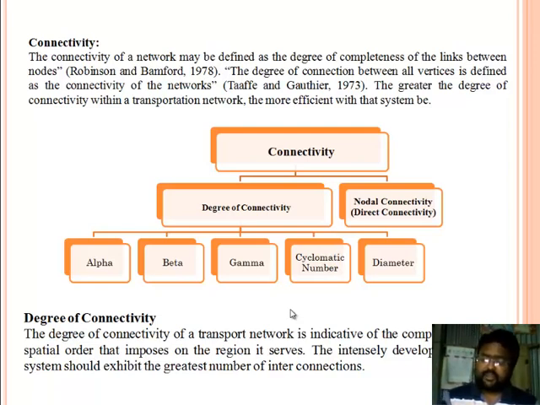Kansky in 1963 studied the structure of transportation networks and developed several descriptive indices for measuring the connectivity of the networks. I have already mentioned these indices: beta, gamma, alpha indices and cyclomatic number.